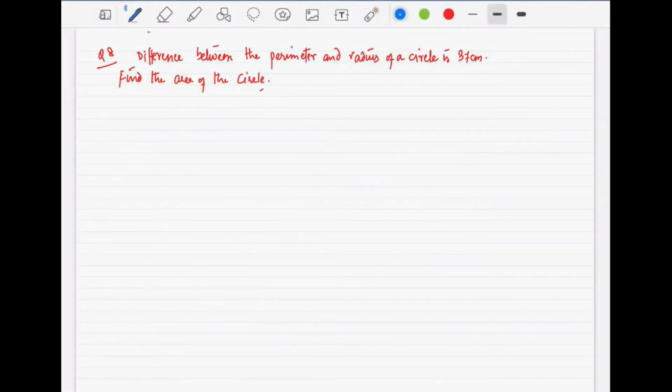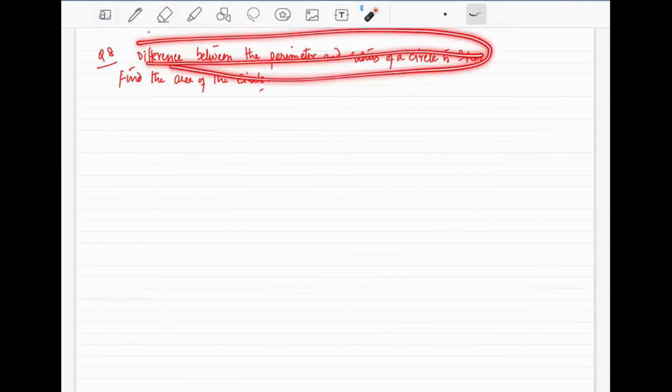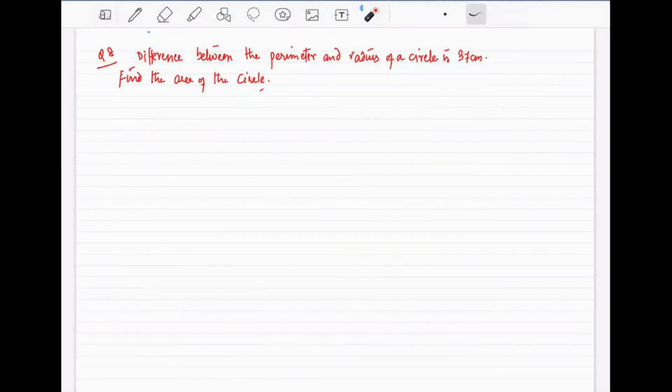Area of the circle. So what the first sentence is saying is just that you have to subtract perimeter and radius. So you can say here perimeter is 2 pi r. You subtract the radius. The difference between perimeter and radius is how much? 37. You can take out r as a common factor from here. You have r times (2 pi minus 1), which is equal to 37.